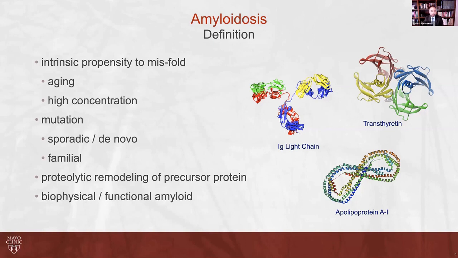There's also a notion of biophysical or functional amyloid. This is really more of a feature of invertebrates than it is of humans or other hominids or upper life forms. Things like jellyfish and the like can produce this substance as a means of protection.